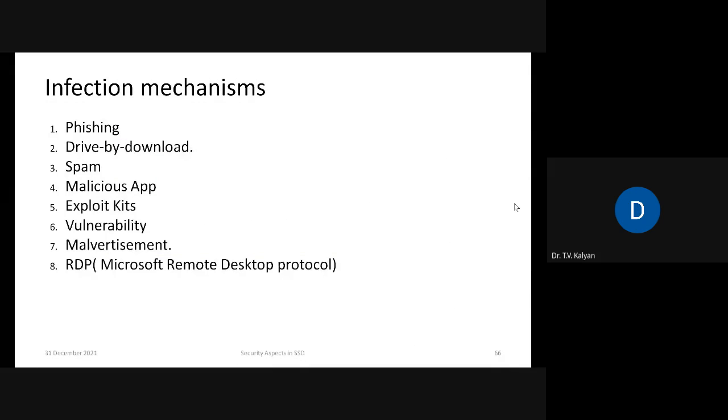So the way ransomware infects the host system can be through multiple channels, right? It can be via phishing mails, or it can be any pen drive or any external device, right? It can be a spam, or it can be any malicious application that you would have downloaded, or any other vulnerabilities, etc., right?